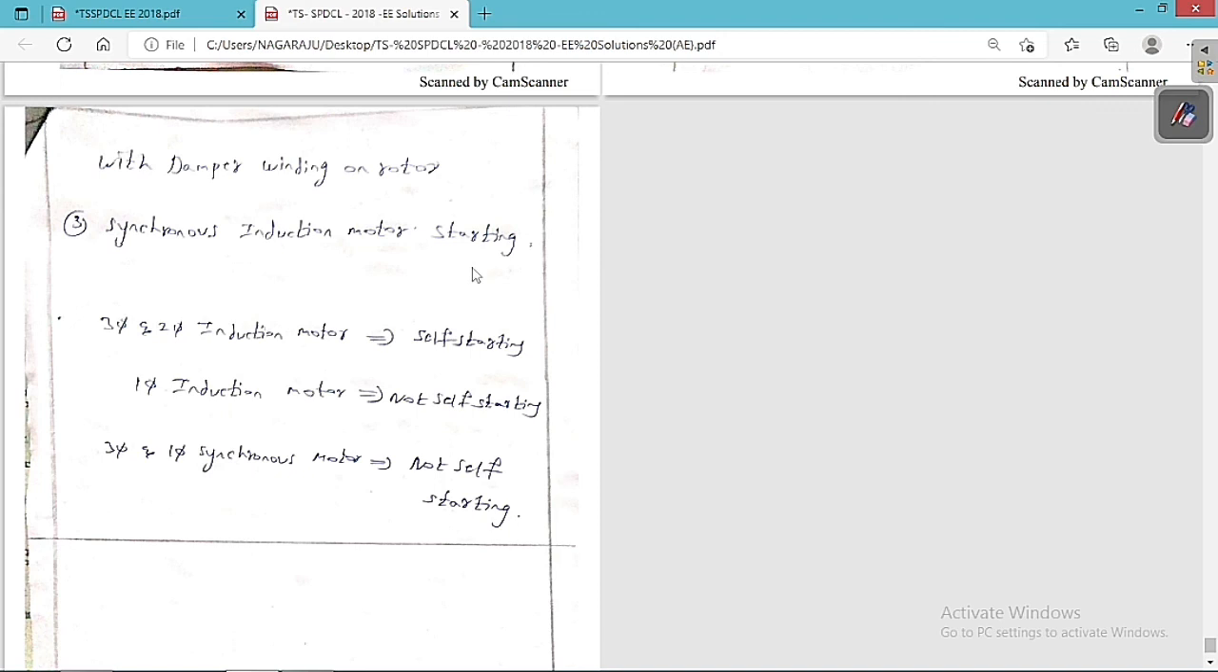So these are the 3 methods by which we can start the synchronous motor. One is the auxiliary motor, or pony motor. The second one is keeping damper windings on the rotor, and the third method is called synchronous induction motor starting. So these are the 3 methods by which we can start the synchronous motor.